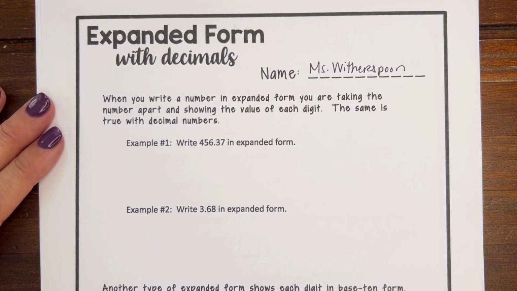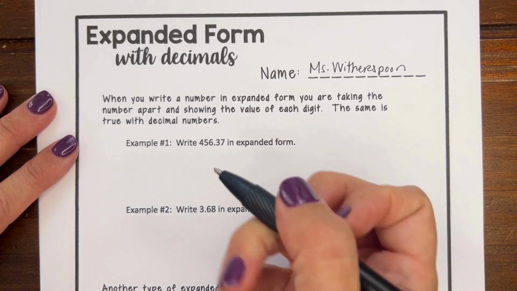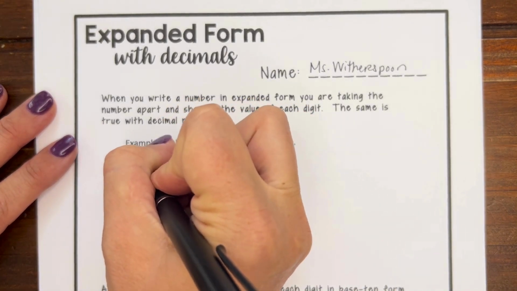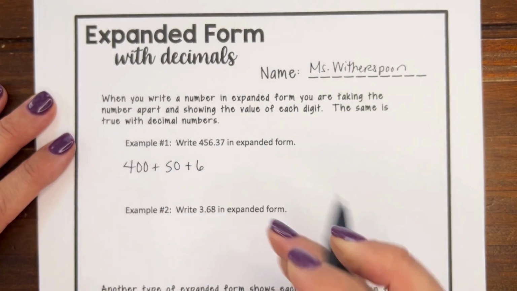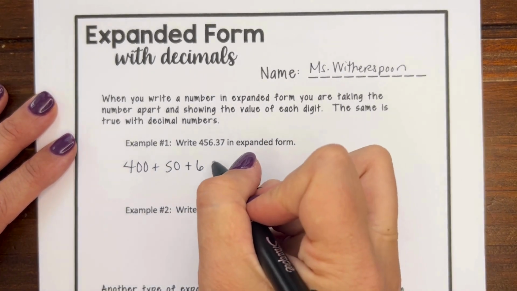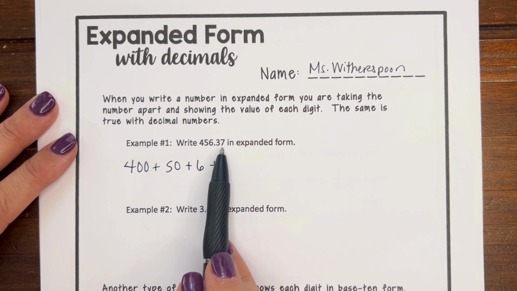Remember that when we write a number in expanded form, we are showing each digit at its true value. So we already showed that we can break 456 into 400 plus 50 plus 6. Now we're going to go past the decimal point and represent these parts. We have 3/10 and we have 7/100.